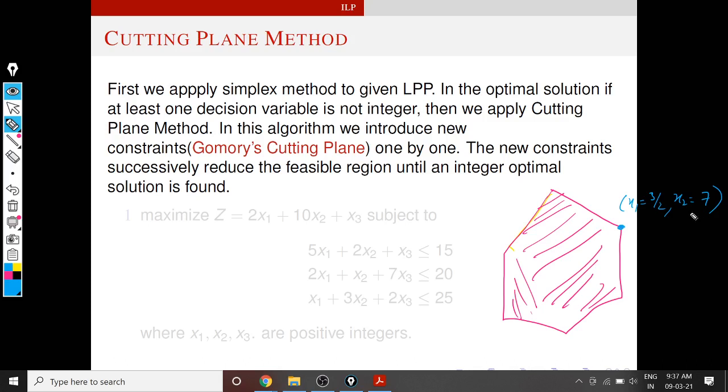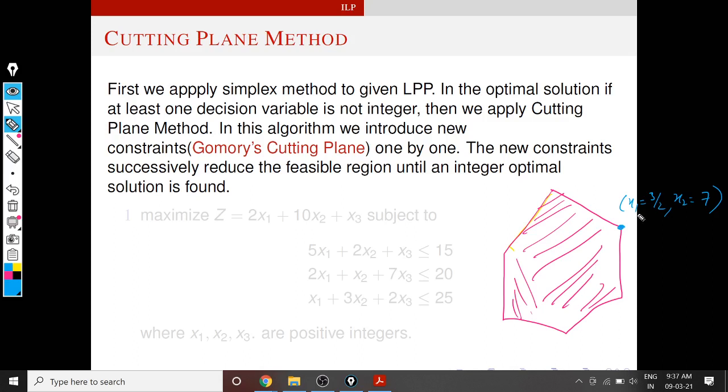In this case, our aim is to find an optimum integer solution. But for the normal LPP, this is the optimum solution. But here x1 is not an integer. x2 is an integer, but x1 is not an integer.